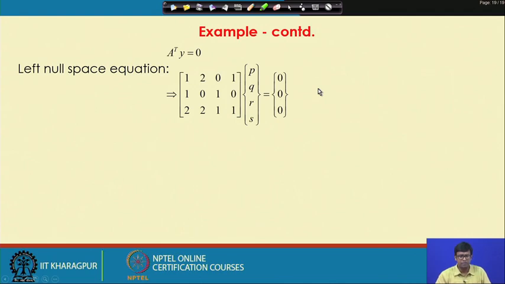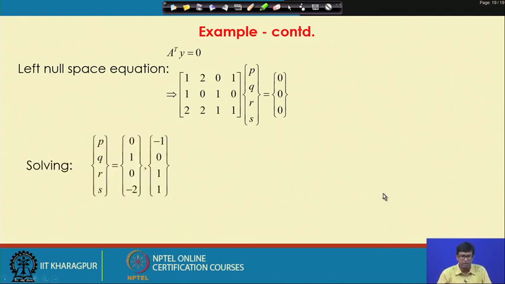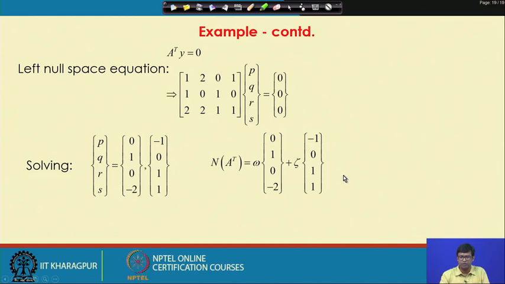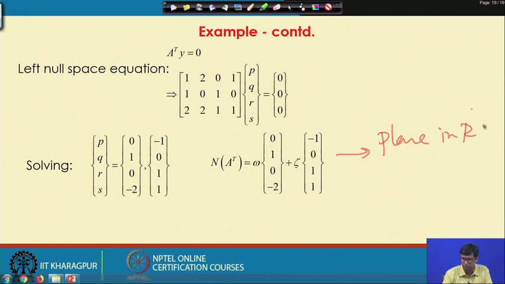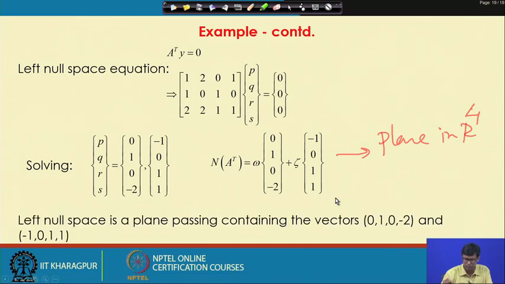Similarly, for the left null space equation A transpose y equal to 0, solving we get two vectors for the left null space, and any vector in the left null space is a linear combination of these two vectors. Because there are two vectors, this is also a plane in R4. So, the left null space is a plane which contains the vectors 1 0 0 2 and 1 0 0 minus 2 and minus 1 0 1 1. It is again a plane.